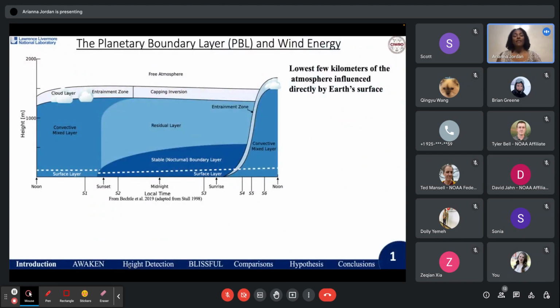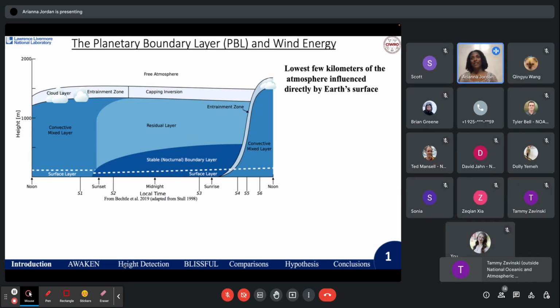But first, let's start with the basics. If you study boundary layer, you know this figure like the back of your hand. But if you don't, this is the diurnal cycle of the planetary boundary layer. When I say boundary layer, I'm referring to the lowest few kilometers of the atmosphere that have a direct interaction with the Earth's surface in some ways. So for example, convection that later causes precipitation.